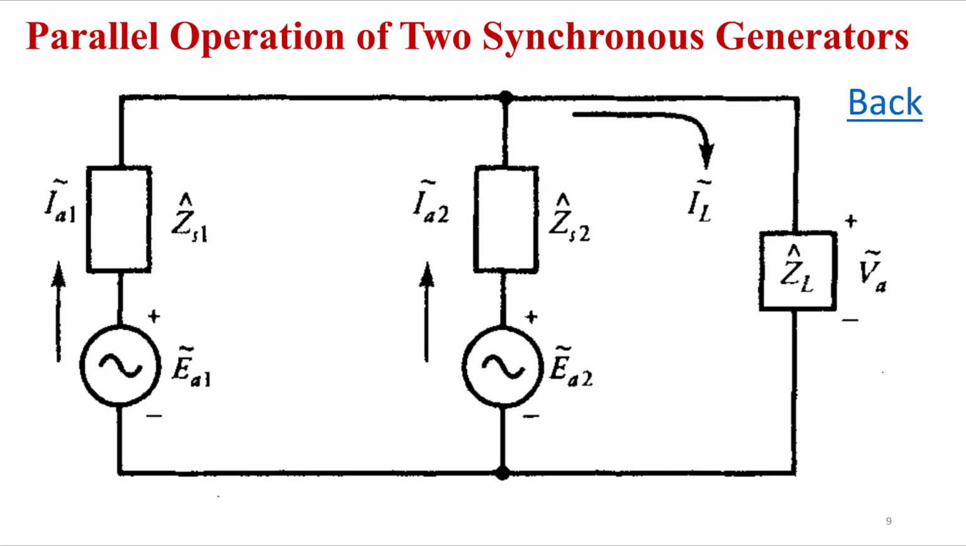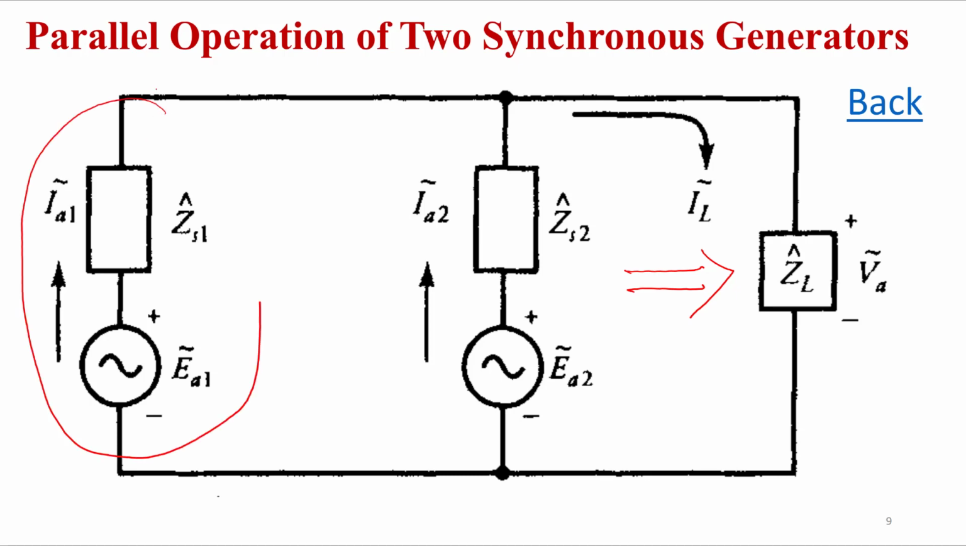Now we'll see the parallel operation of two synchronous generators, and we'll do a little analysis of how the load is shared by the two generators when they are connected in parallel. Here you can see we have the equivalent circuit of two generators. They are connected in parallel and supplying a single load, which is ZL, right? So this is generator 1 and this is generator 2.